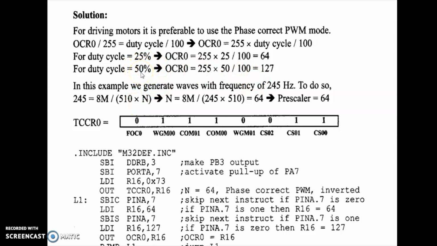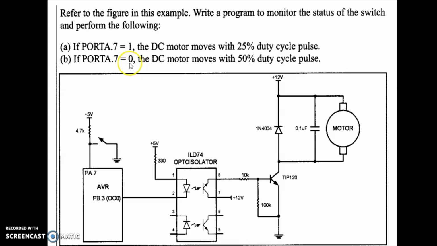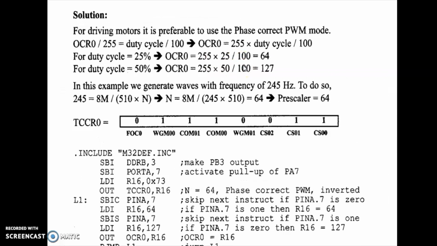And in the question we have seen that if the switch is off, we need to run the motor at 50% duty cycle. So the value 127 is loaded to R16 and it is moved to the OCR0 register, and the output of OCR0 will be a wave generated with duty cycle 50% and the motor runs at 50% duty cycle.